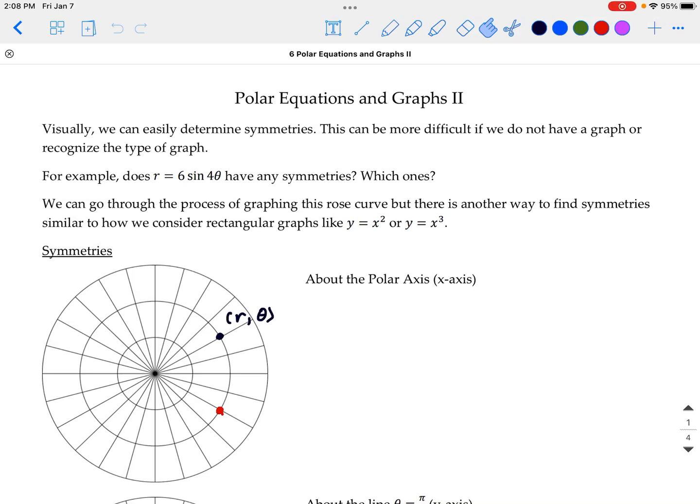Welcome back, everybody. So we're going to look at the second set of notes related to polar equations and graphs. For this, we're going to focus on symmetries, which we talked about at the end of the last video.